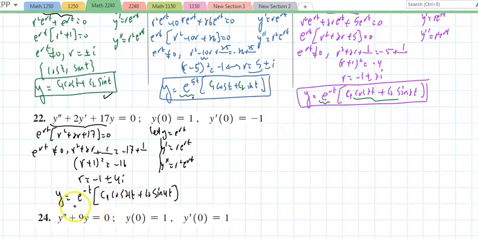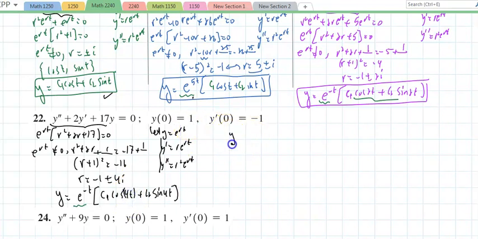Same thing here, e to the negative t. If I take the limit as t approaches infinity, recall that exponentials dominate over anything except factorial. Factorial doesn't come for us in our applications, so exponentials are the dominating functions for us.